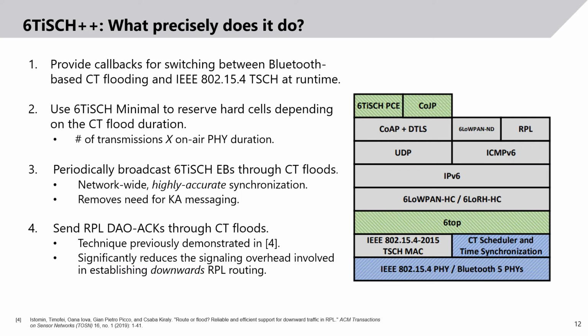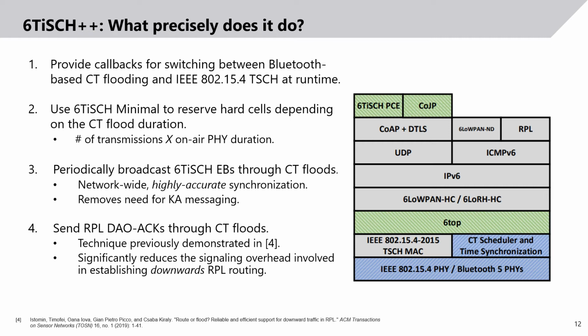So in 6TiSCH++, we really set out to see if we could use this concept of changing the physical layer at runtime in order to support both Bluetooth-based concurrent transmission flooding as well as the standard 6TiSCH IEEE 802.15.4 physical layer, and switch between these at runtime. And specifically, within this paper, we use 6TiSCH minimal in order to reserve hard cells depending on the length of the concurrent transmission flood. But this could really be any sort of scheduling protocol, as long as you make sure that you reserve this period of time in which the concurrent transmission-based flood can actually happen.